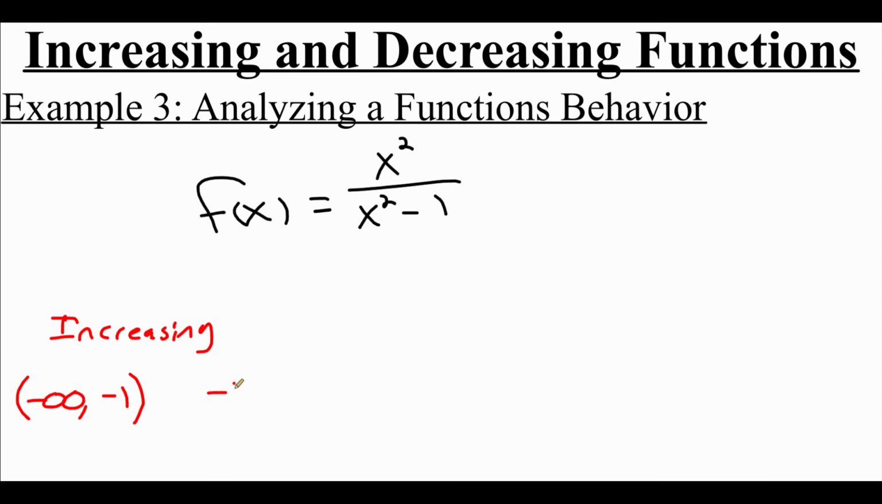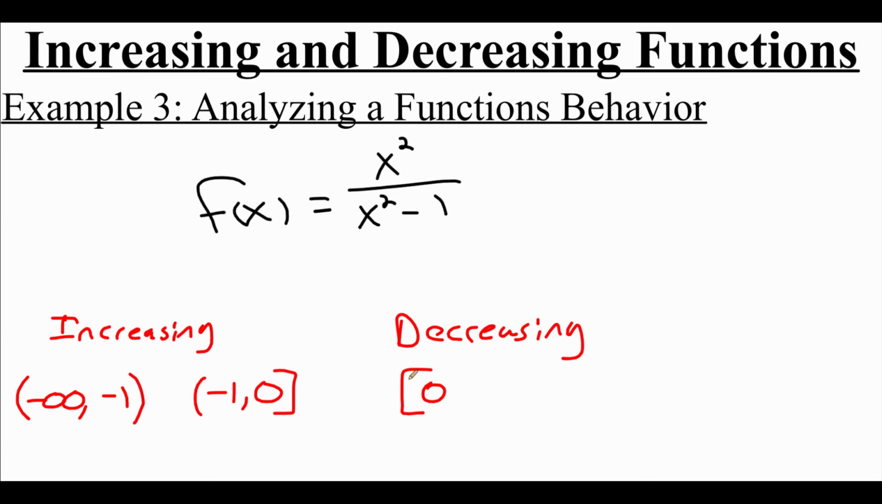And that one was increasing from -1 until we hit 0. Again, we're not including -1 because of that asymptote there. But 0 does get included. 0 was an actual point on the graph. So both of these intervals are increasing intervals. But then our graph changed its behavior. Then it started going down from 0. So that's a decreasing interval.